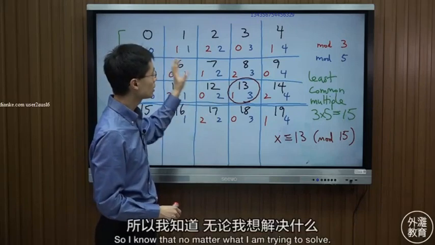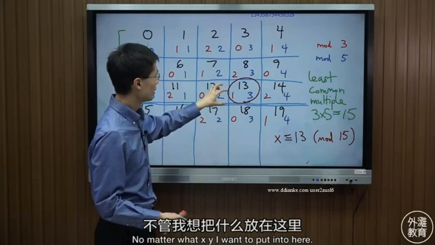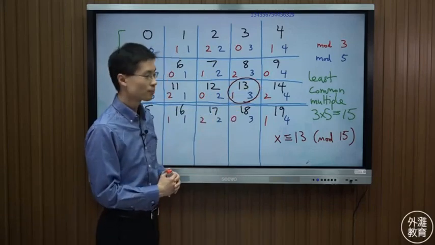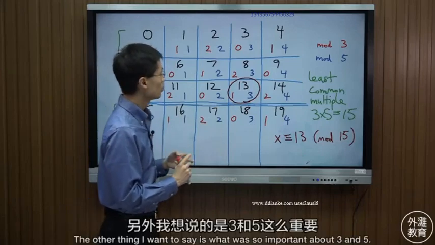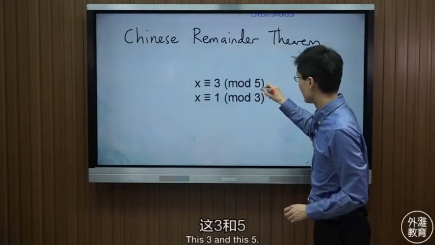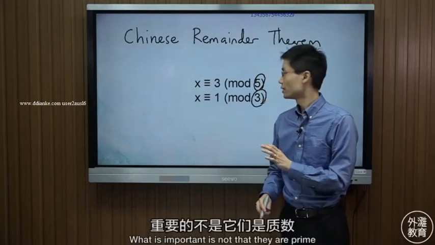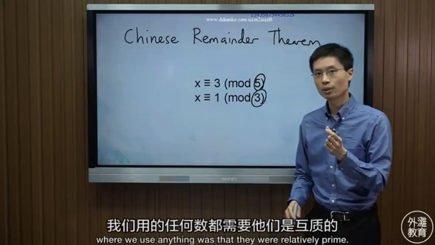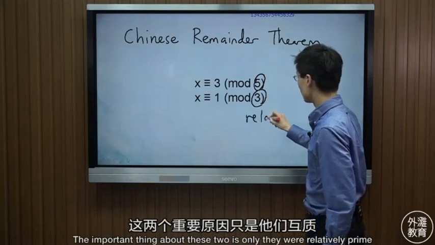So I know that no matter what I'm trying to solve, no matter what x, y I'm trying to put into here, no matter what those congruences are, I'll always be able to find one. That's one thing I want to say. The other thing I want to say is what was so important about 3 and 5? What is important is not that they are prime. What we used was that they were relatively prime. The important thing about these two is only they're relatively prime.